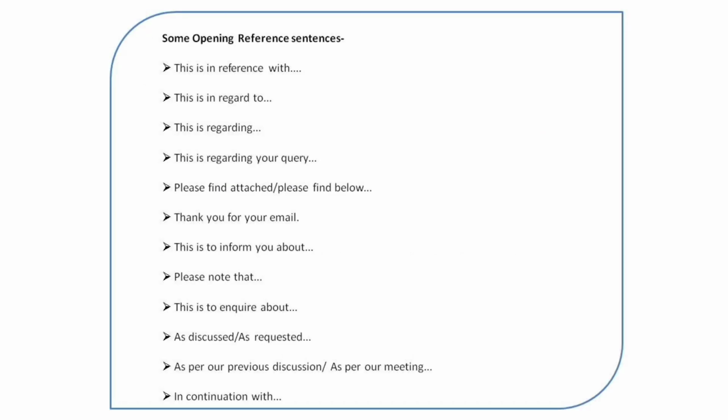So now let's discuss the opening reference sentences that I was talking about earlier. When you start an email, you can't directly jump into the body of the email or start like, "Hi Sam, send me the brochure," something like that. So what you can do is warm up to the content of the email by using a reference sentence. For example, let's say Sam has asked you for a brochure, then you can say something like, "Hi Sam, this is in reference with the brochure that you had requested for. Please find it attached to this email." So that way you are transitioning into the email rather than jumping into it.